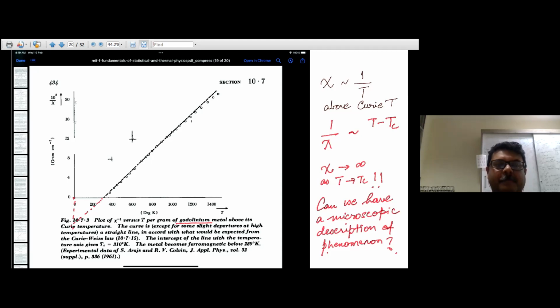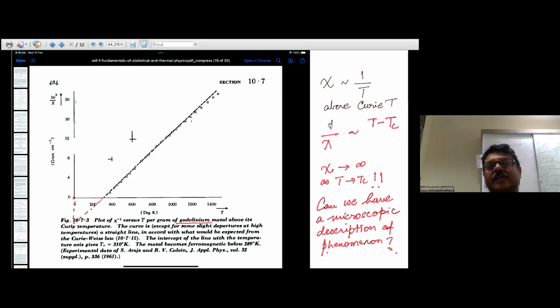right? And if you could manage to draw a straight line, at t equal to 0, you would still see some finite value of chi, right? Or rather, you would say that 1 by chi equal to t minus tc. Okay, of course, you have extrapolated it to this point, t. So at t equal to 0, 1 by chi shows the value minus tc.